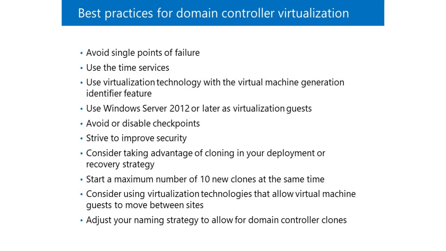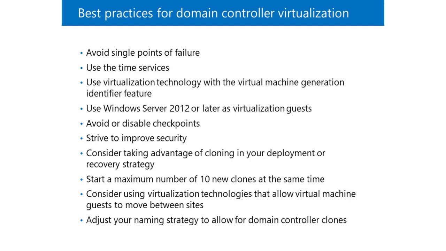Avoid or disable checkpoints. If the virtualization host or the guest operating systems of the domain controllers do not support the safeguards for virtualizing domain controllers, disable the possibility of creating checkpoints. You can do this by using a pass-through disk instead of a virtual hard disk, for example. When there is support for the safeguards, use a virtual hard disk to support cloning, but avoid using checkpoints. Strive to improve security by ensuring that the virtualization administrators are as trusted as your domain admins.